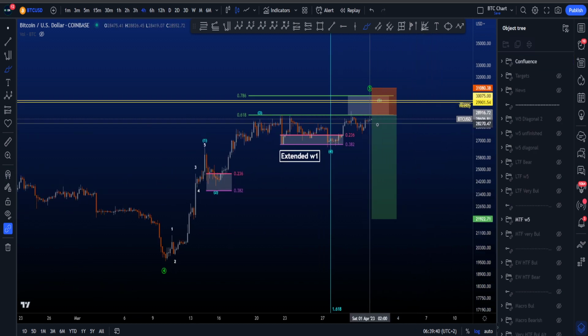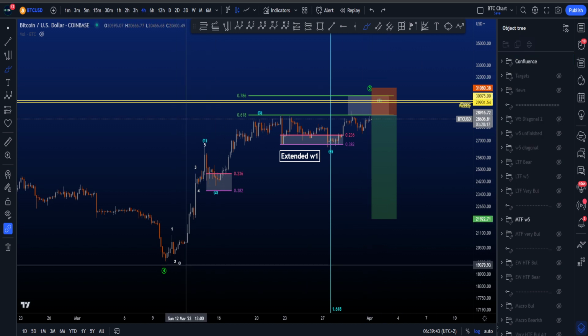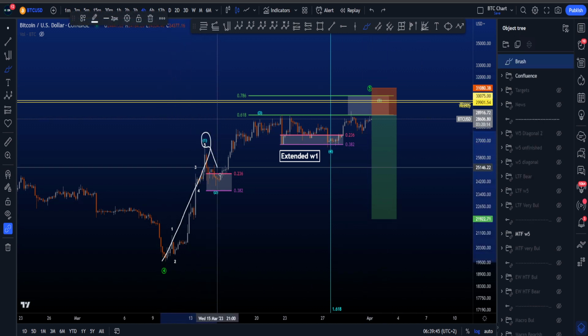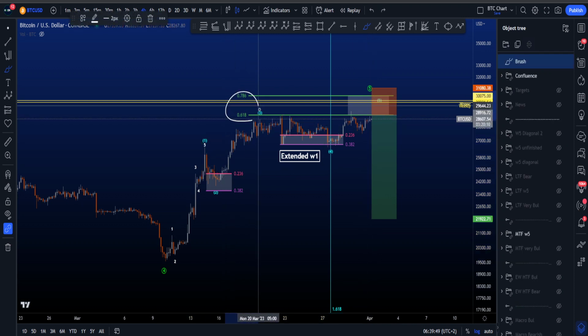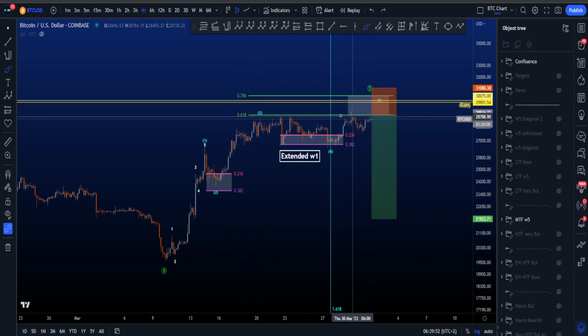If we zoom into this final leg, this wave 5 to the upside, I'm thinking about an extended wave 1, then a 2, 3, 4 and eventually a wave 5. Wave 5 should end in between the 0.618 and the 0.786, which is basically between 28.9k and 30.4k.